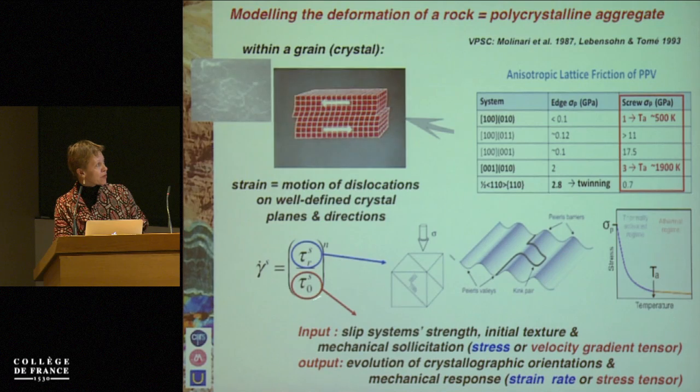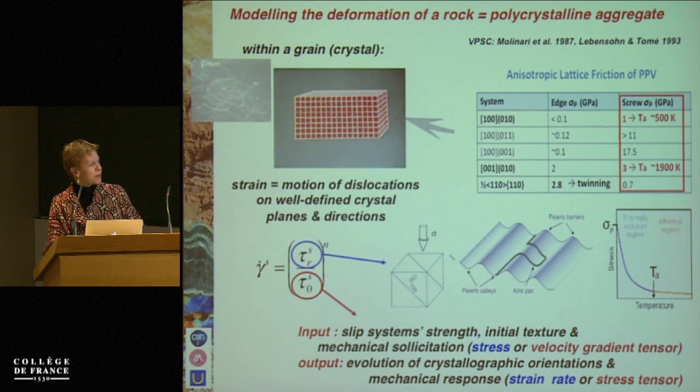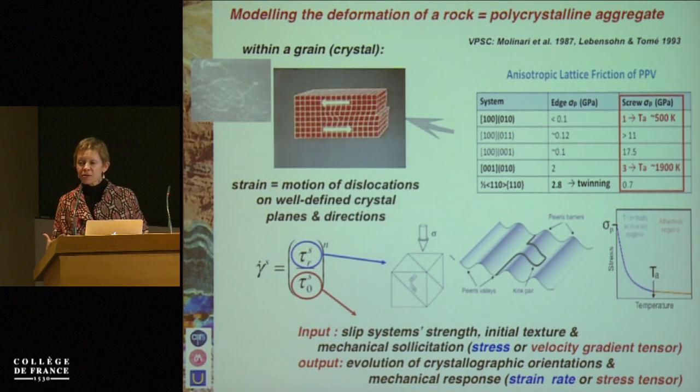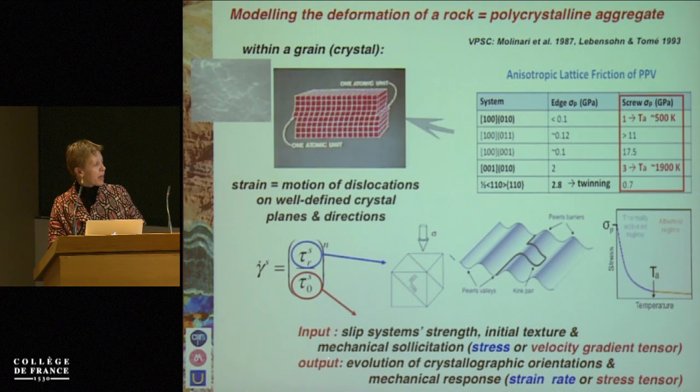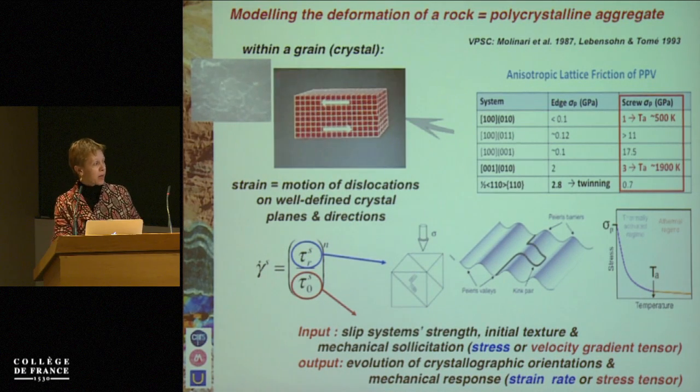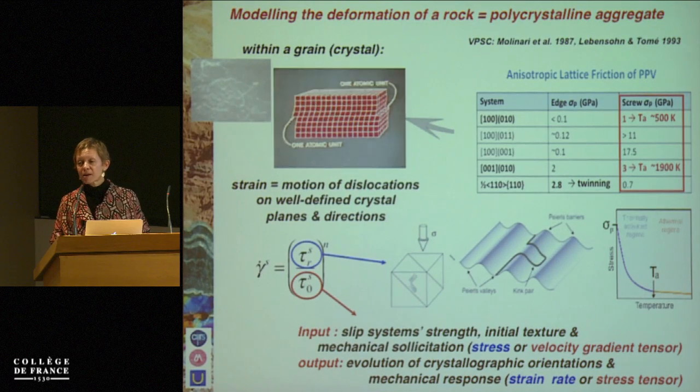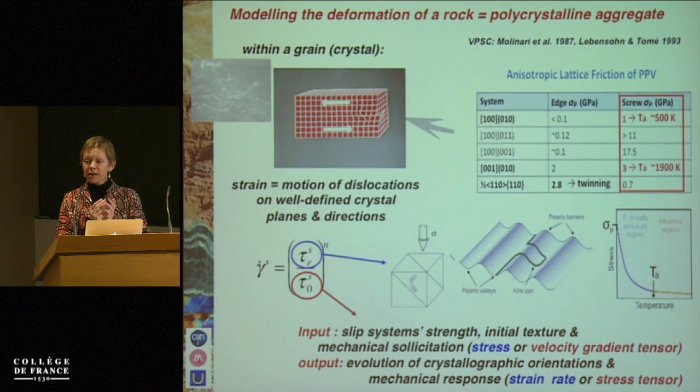This normalization factor here comes from the small scale calculations. So I have the slip system strength. I impose an initial texture, so I start from something that is isotropic, random, and then I impose a mechanical solicitation. I can impose either a velocity gradient tensor or a stress, and I will get the response. So this kind of model allows us to calculate the texture evolutions, but it also allows us to calculate mechanical behavior. So it's also a way of scaling up the mechanical behavior from the crystal scale calculations to a rock scale.